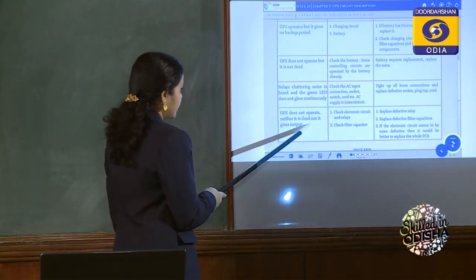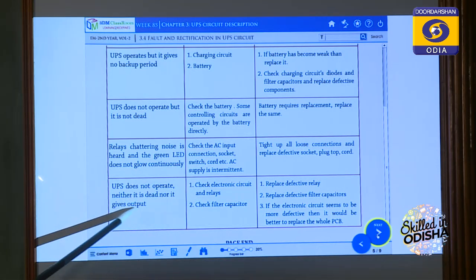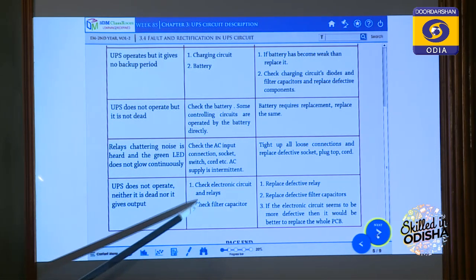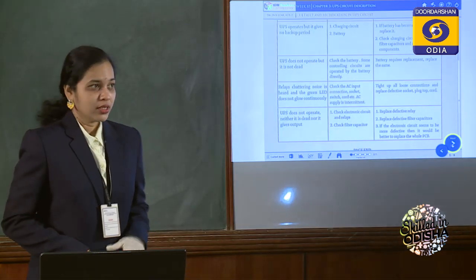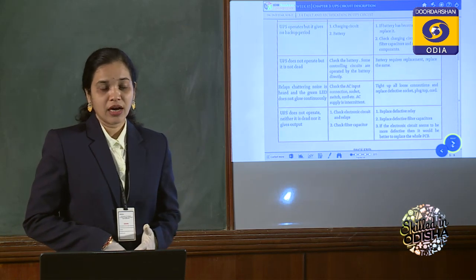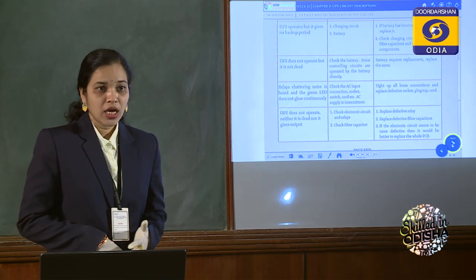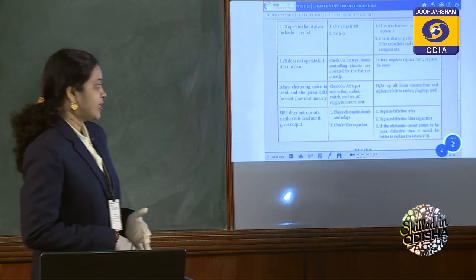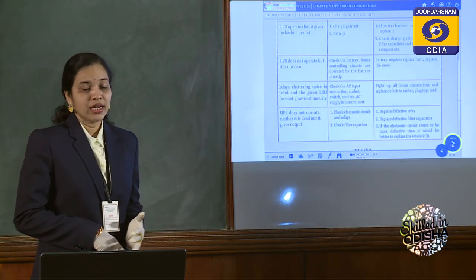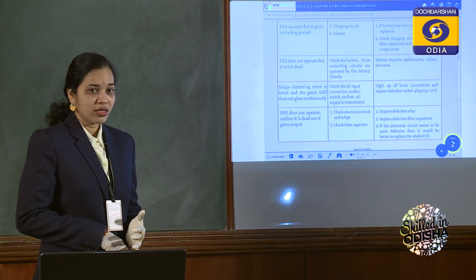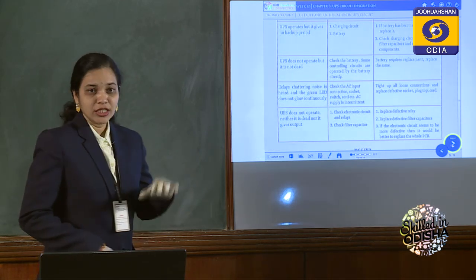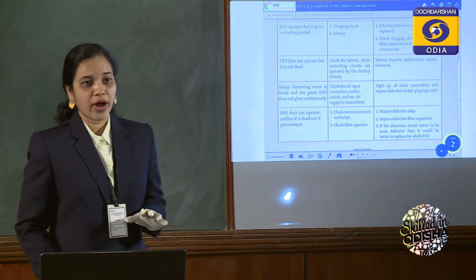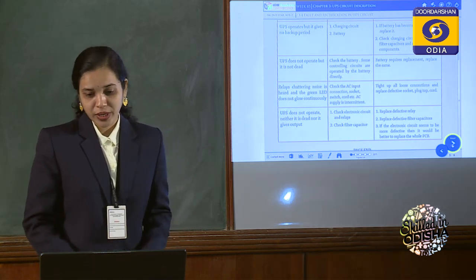UPS does not operate. If our UPS is not operating and also not dead, in this case also we have to check the filter, capacitor, relays, etc. So in total we have to check our AC supply, fuse and relay, rectifier circuit, charging circuit, battery, etc. in order to repair a UPS, or in order to find what the faults in a UPS are.